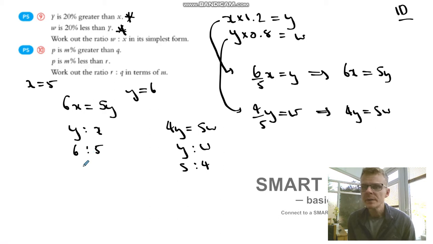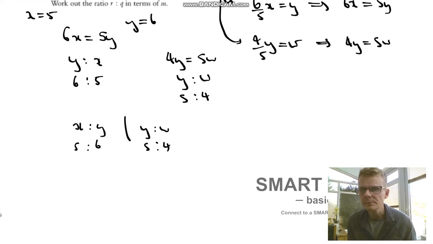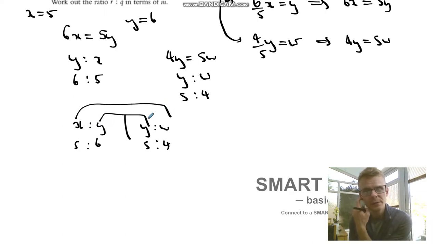Now if I line these up nicely next to each other, I've got an x to y, and then I've got a y to w. So just 5 to 6 and 5 to 4, just switching those two round there. And then, scroll down slightly, there we go. In order to compare x to w, I need to have the same amount of y's, because then I can say, if that many y's is this many x's, then that must also be the same amount of w's.